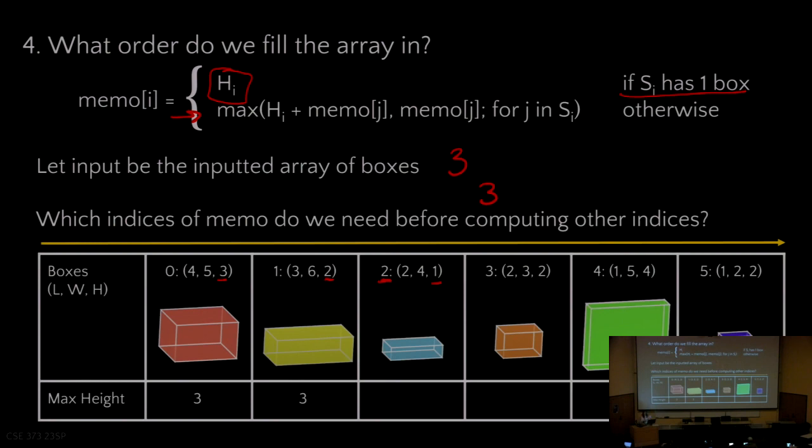Thumbs up or thumbs down? Yeah, because 2 is less than 4 and 4 is less than 5. And so when you stack this one, 1 plus 3 is 4. And so 4 is greater than 3. And so now the max height here at this index is going to be 4. Because the max height that you can make stacking this set of boxes is 4.